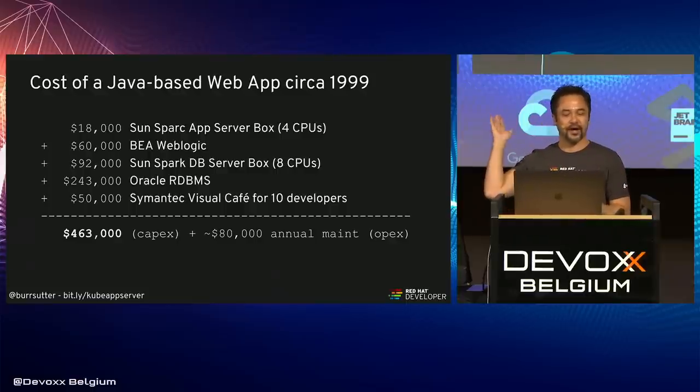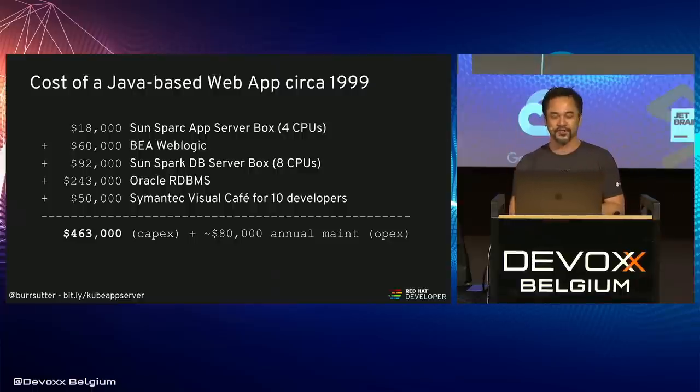You can see the Sun SPARC boxes were kind of expensive. I called a friend who worked for Sun in this era and said, can you go back through your old price list? And they were like, yeah, here's the prices. And of course, Oracle was the most expensive item. But the concept is $500,000 to get started.